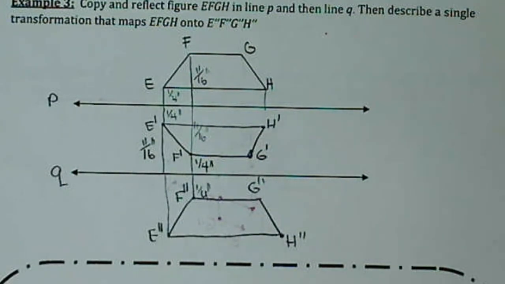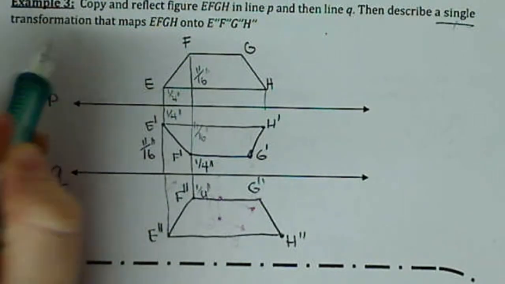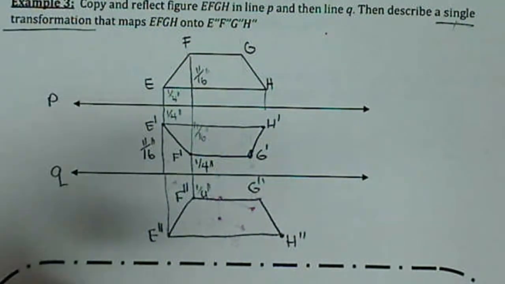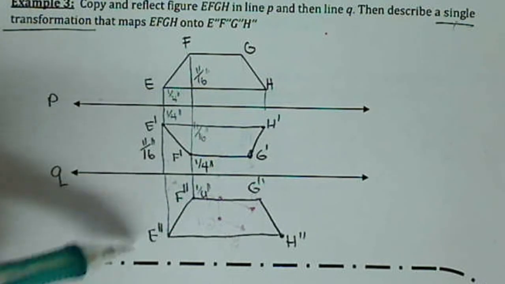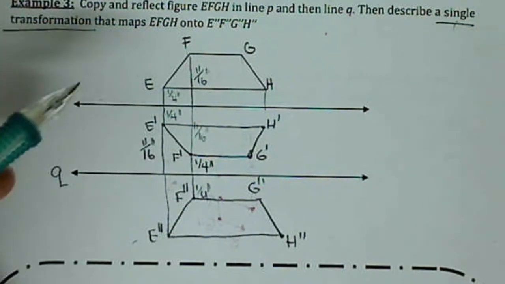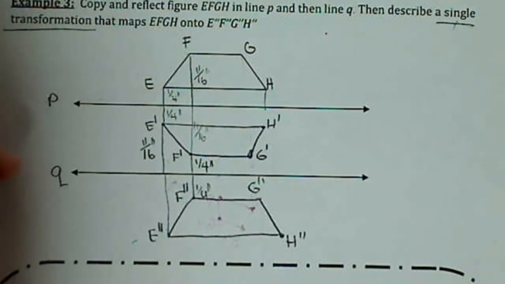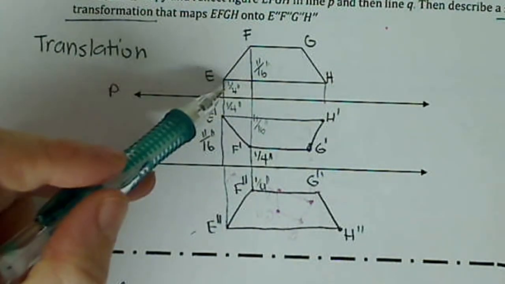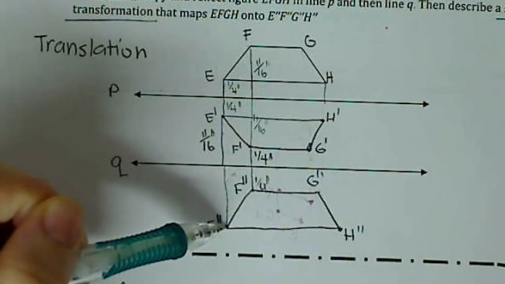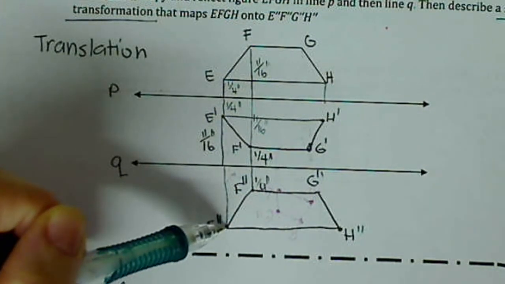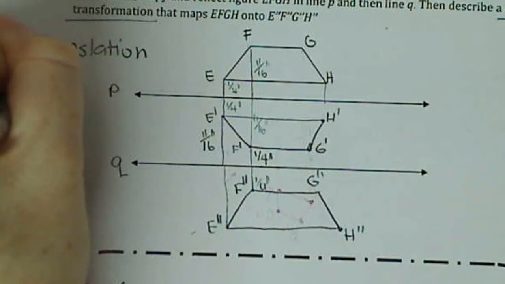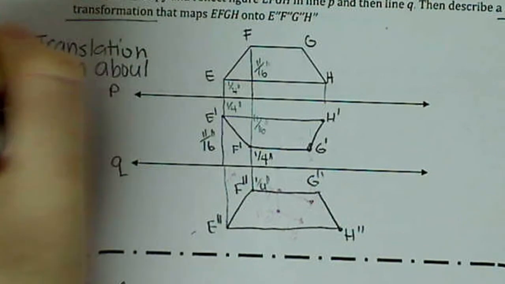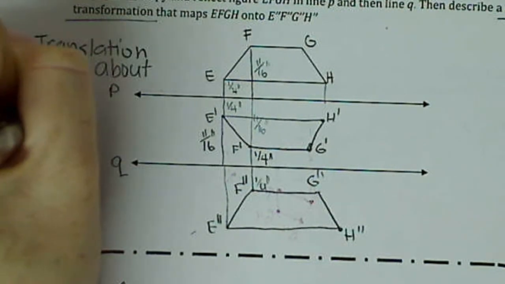Okay, it's asking you to describe it as a single transformation. In other words, what could I do to this original shape to get it to come down here? So think about this. It's facing the same way, so it is a translation. And how far is it from our original vertex E to our final vertex E down here? It went down about 1 7/8 inches.